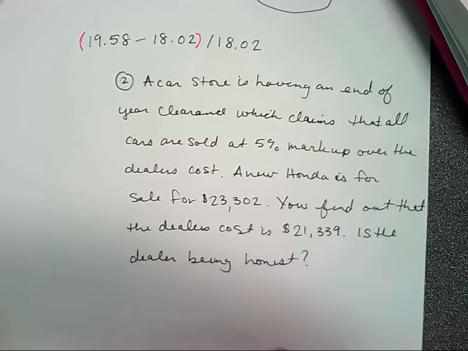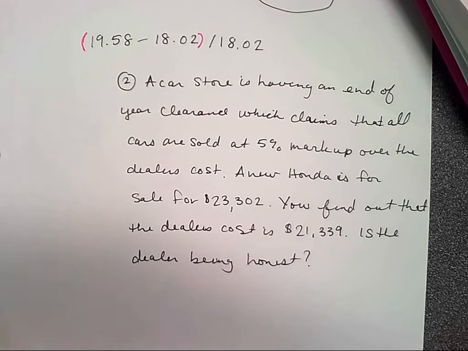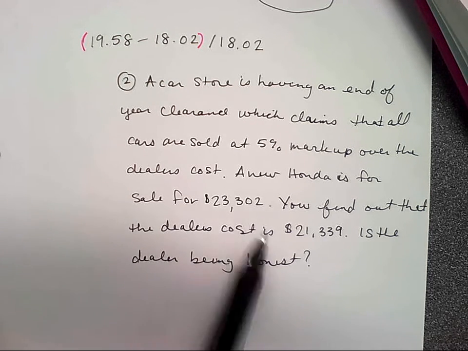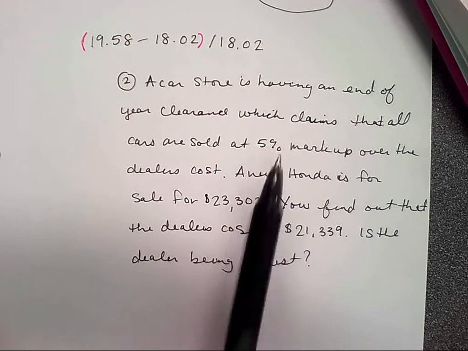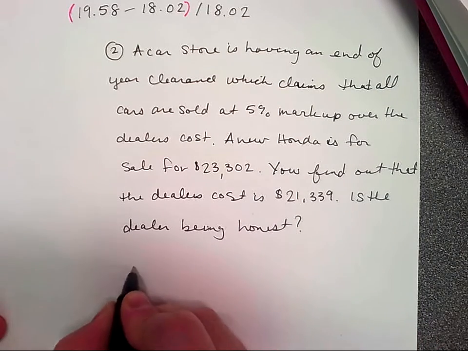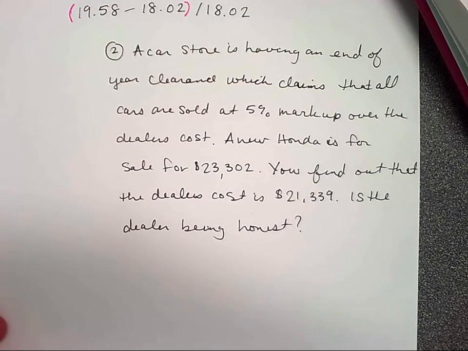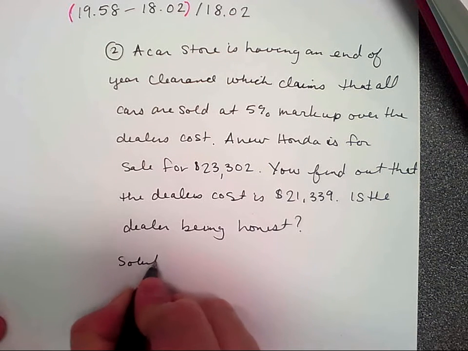Okay, so a car store is having an end-of-year clearance that claims that all cars are sold at a 5% markup over the dealer's cost. A new Honda is for sale for $23,302. You find out that the dealer's cost is $21,339. Is the dealer being honest? So what are we checking? If it actually is 5%. They're saying that this is the percent markup, so I need to check to see what the percentage changes.